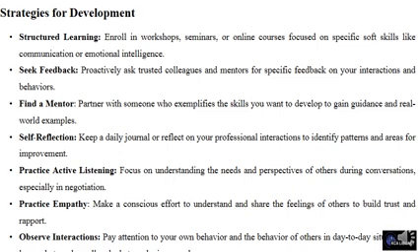Then observe interaction: pay attention to your own behavior and the behavior of others in day-to-day situations to learn what works well and what can be improved. So pay attention to your colleagues, to their behavior and to your own behavior, to understand on a daily basis what works well for them and for you, and what can be improved or adjusted.